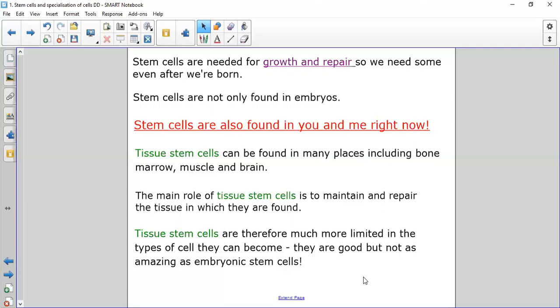Tissue stem cells are therefore much more limited in the types of cell they can become. So they're not as good as embryonic stem cells. Right? They're good, but just not quite as amazing. Remember, embryonic stem cells can become absolutely any type of cell that makes up a human. Tissue stem cells can only become the type of cell in which, or near to where they're found.